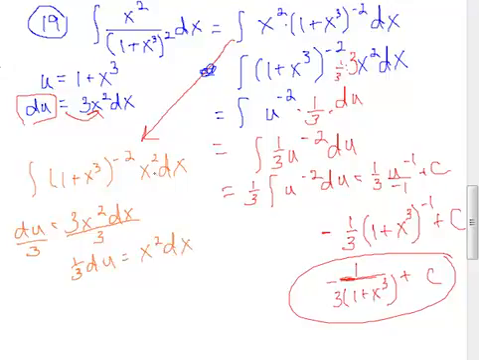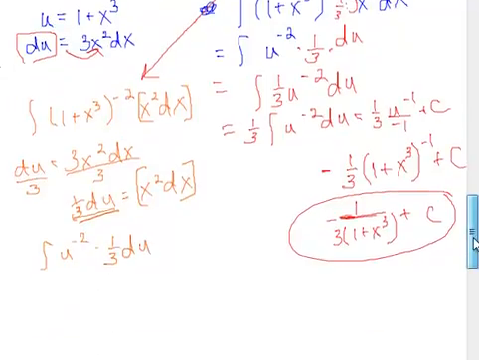Okay, this is another way to look at it. So now what you can go ahead and do is you can sub in the u, because you know u is this 1 plus x cubed to the negative 2, u to the negative 2, times, and then here we're going to sub this out, and sub this in. So we're going to have 1/3 du.